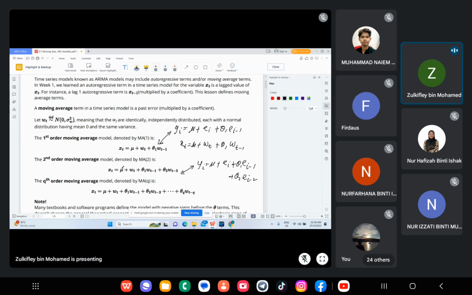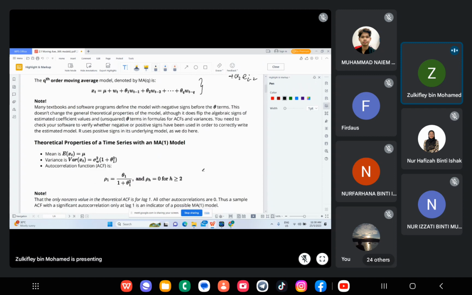This guy menggunakan XT mu plus by WT is epsilon T plus theta 1 epsilon I minus 1, instead of epsilon I minus 1 digunakan WT minus 1 and so on so forth. Ini up to MAQ. Okay.